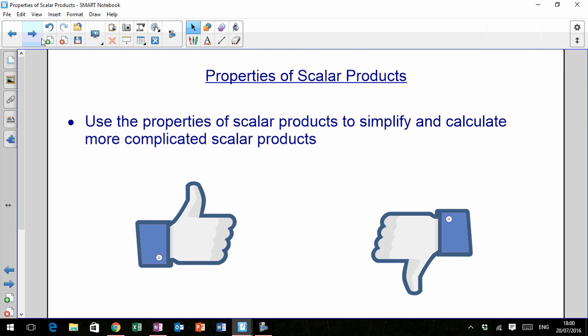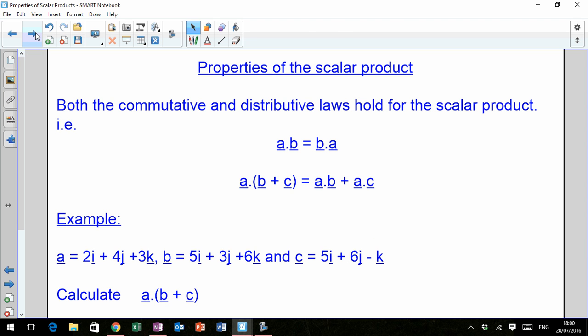Okay, and again, it's just one thing we're doing here: using the properties of scalar products to simplify and calculate more complicated scalar products. Now, you'll do lots of practice, and this is where a lot of tricky exam style questions come in. But there's two things I'd like you to be aware of.